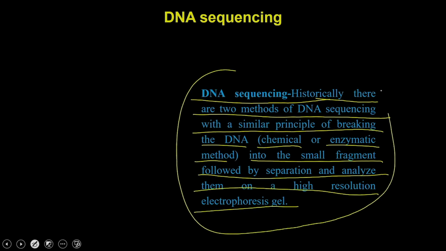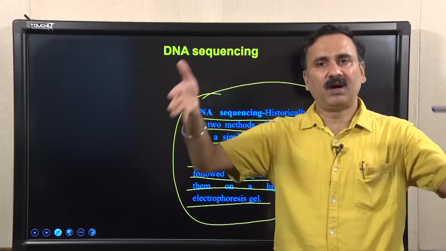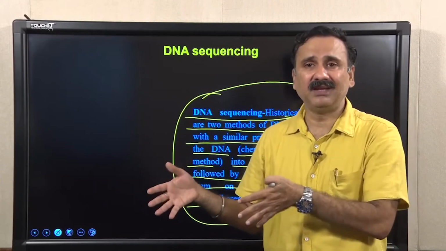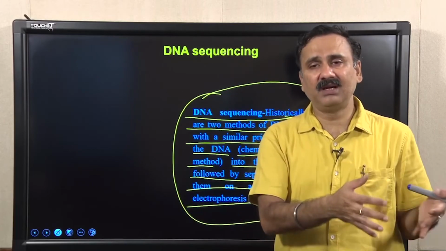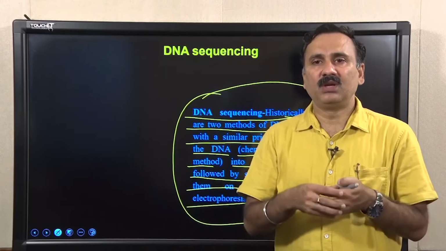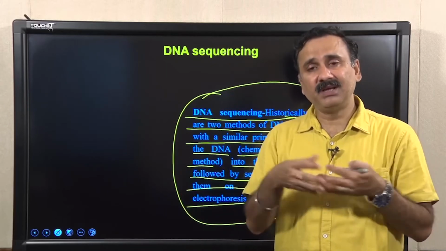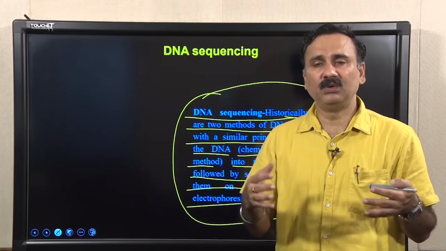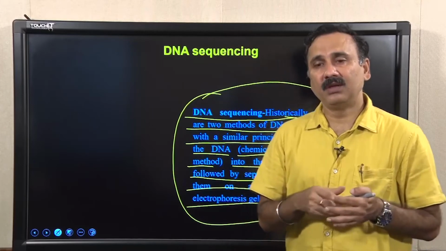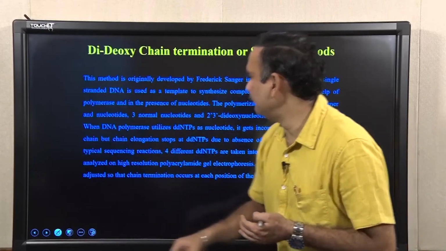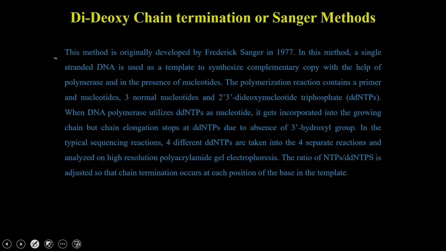So, this is the basic principle of DNA sequencing, where you take a DNA sequence and break it, either with the help of PCR with modified bases, or with the help of a chemical or enzymatic method, and that gives you different types of fragments. Then you separate these fragments, and if you analyze that pattern, you can deduce the sequence. The Sanger method was originally developed by the scientist Frederick Sanger in the year 1977.